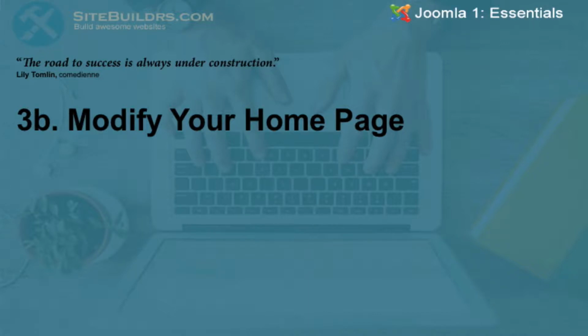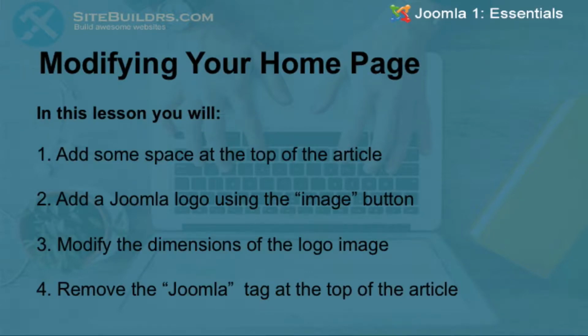A good way to get a handle on how Joomla organizes content is to make some basic changes to the Getting Started article created for you when the sample data was added to your Joomla installation. So in this step, you're going to add some space to the top of the article. You're going to add a Joomla logo from the media library using the image button at the bottom of the article editor. You'll then modify the dimensions of the logo image using the Insert Edit Image button at the top menu of the article editor, and then remove the Joomla tag from displaying at the top of the article and from the Popular Tags module.